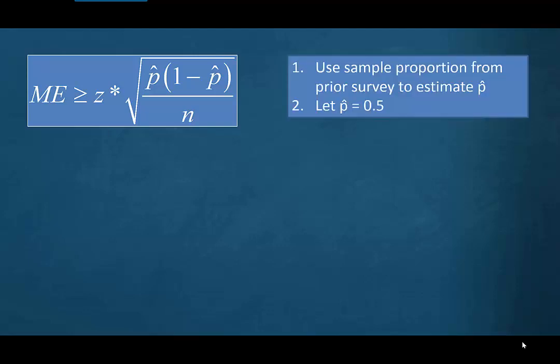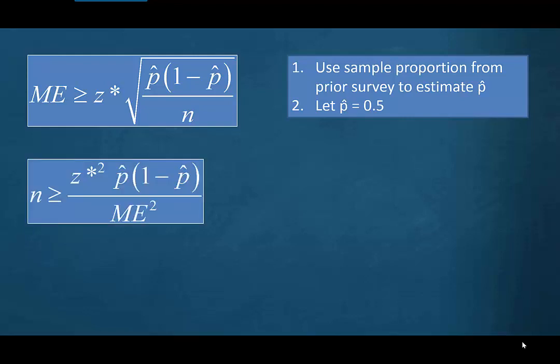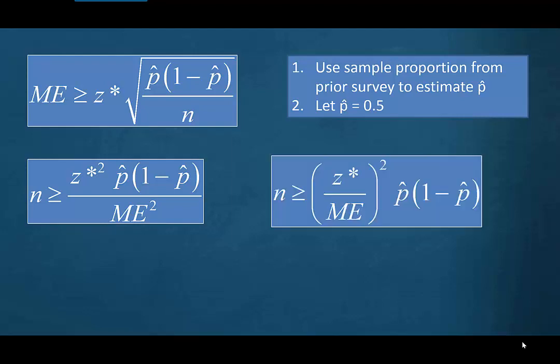We can use some algebra here to solve for n to get n by itself. Now you may also see the two squared terms aligned together like this. So again, the one on the left is n is greater than or equal to z star squared times p hat times 1 minus p hat all over the margin of error squared. Or I've seen it written as n has to be greater than or equal to the quantity z star over margin of error, squared, times p hat times 1 minus p hat.